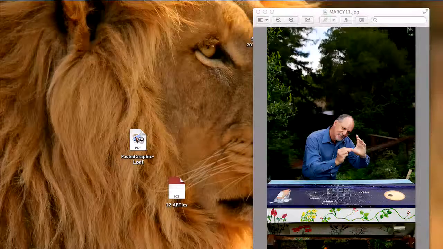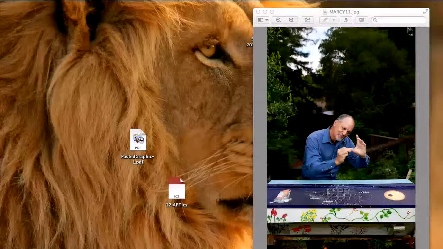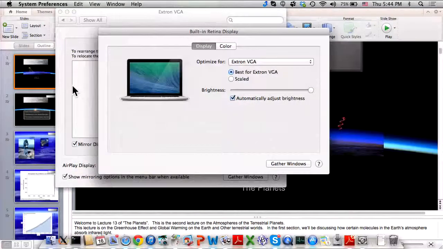I might choose, therefore, to not show this video, but let me just give it one quick shot. If I can get my displays to work, I will do this. But if I can't, I won't. That looks promising.